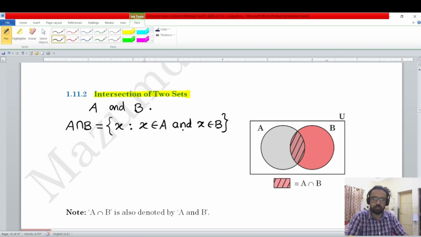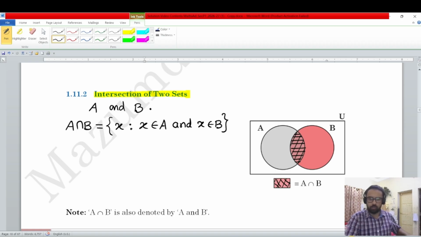AND means X must be in A as well as in B. That means only the common elements between A and B will be available in their intersection. And the Venn diagrammatic representation, you can see intersection will represent only this common area. Only this common region will represent the intersection. Okay, so this is the common area, A intersection B.